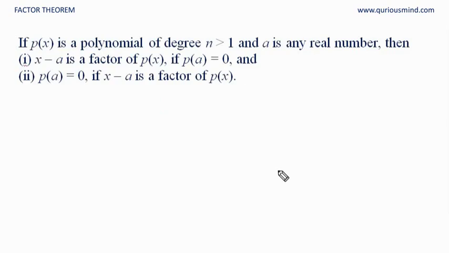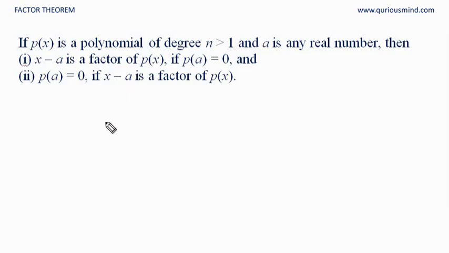The factor theorem states that if P(x) is a polynomial of degree greater than 1 and a is any real number, then x minus a is a factor of P(x) if P(a) is equal to 0. It also states that if P(a) is equal to 0, then definitely x minus a is a factor of P(x). So let's put this here.